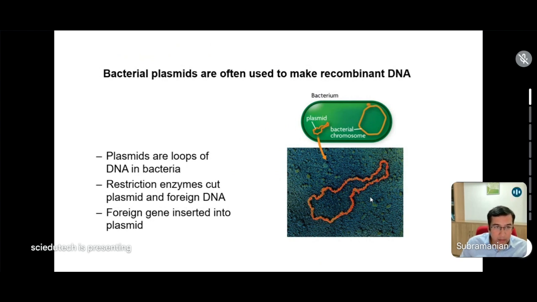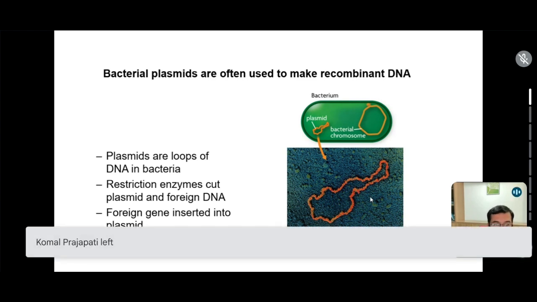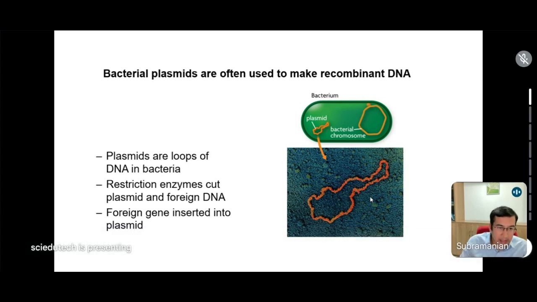So what are plasmids? We talked about plasmids and vectors. Plasmids are loops of DNA in bacteria, and restriction enzymes are enzymes that can cut the plasmid DNA or foreign DNA, and you basically insert foreign genes into the plasmid, and the plasmid is usually a vector which is introduced into the bacteria. Next slide, please.